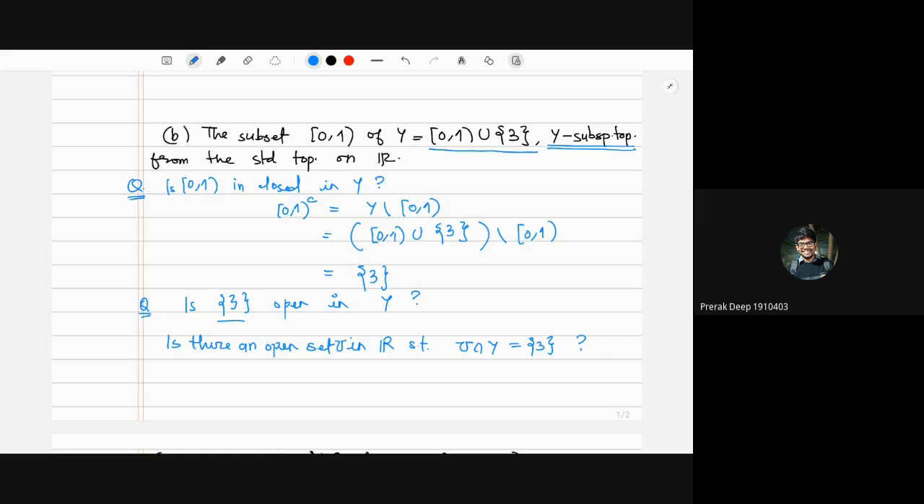So what topology does R have? R has the standard topology, and an open interval is a basis of that standard topology. So you can take this set, (2, 4). Clearly this is an open set in R.